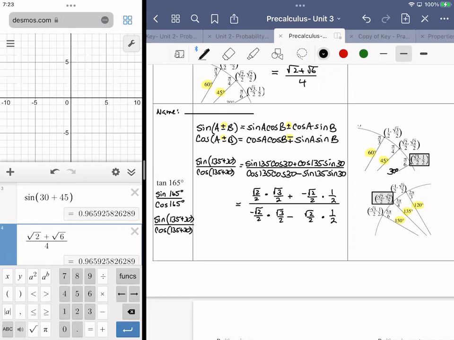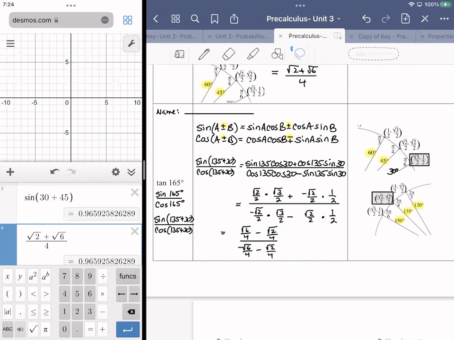So now we just got to simplify a little bit, but it's not going to really be too crazy. Because we're looking at radical 6/4 minus radical 2/4 over negative radical 6/4 minus radical 2/4. Which cleans up even further.